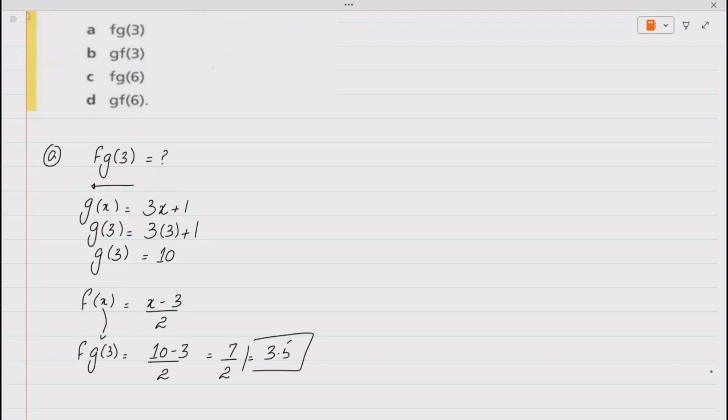Let's do part D. Parts B and C are the same as A and D, so do them by yourself. In part B, you again have to find g of f of 3. First put 3 in f, find the answer, and then put this answer in g. D is the same as B, and A is the same as C. So I did A, you can easily do C, right? Just put 6 in place of 3. Now I'm doing part D. Part B is the same as D. So let's see part D.